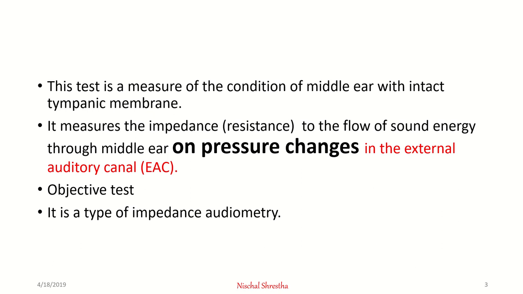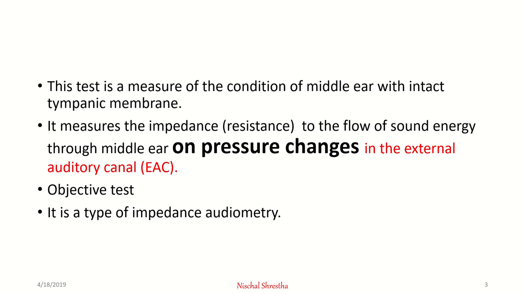And that is the main thing. We keep on changing the pressure. We have to find the pressure of the middle ear, because we are trying to figure out the condition of the middle ear. So we will talk about all this in the coming slide. So in this slide what we learned is that this test is done to measure the condition of the middle ear with intact tympanic membrane, and this measures the resistance to the flow of sound energy through the middle ear on pressure changes in the external auditory canal.